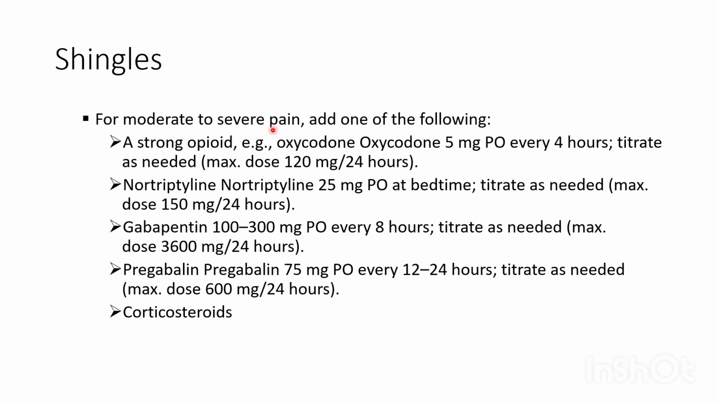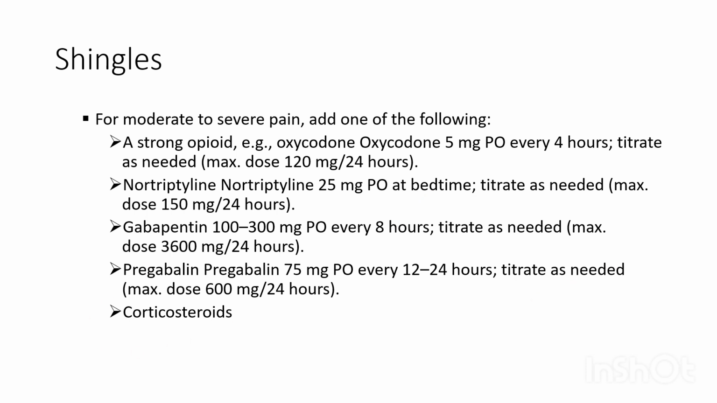For moderate to severe pain, add one of the following: a strong opioid, for example oxycodone 5 mg per oral every 4 hours. Titrate as needed. Maximum dose 120 mg per 24 hours. Nortriptyline, gabapentin, pregabalin. You can note down doses by pausing the video.